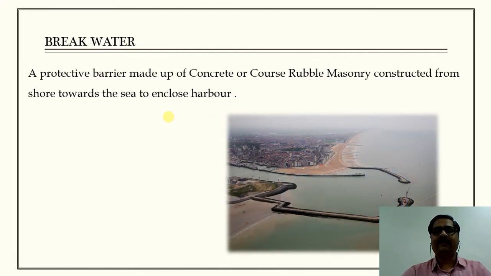Now what do you mean by breakwater? If you see the picture here, you will have an idea. It is a protective barrier made of concrete or coarse rubble masonry constructed from the shore towards the sea to enclose the harbor. So this much area is enclosed by water, and the breakwater protects it so that the ship can enter with sufficient depth, and here they can berth the ship, and mooring and other operations can be smoothly conducted.